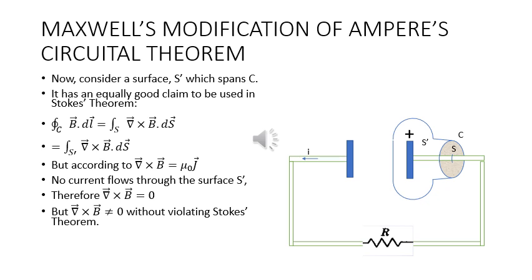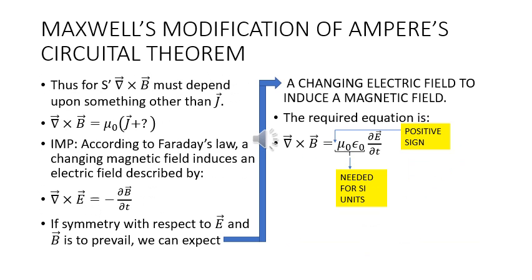Maxwell's modification of Ampere's circuital theorem. Now consider a surface S prime which spans C. It has an equally good claim to be used in Stokes' theorem. So integral B dot dl over C is equal to integral curl of B dot ds over the surface S, also equal to curl of B dot ds over the surface S prime. But according to curl of B equal to mu 0 j, no current can flow through the surface S prime, therefore curl of B should be equal to 0. But here curl of B cannot be 0 without violating Stokes' theorem. Thus, for S prime, curl of B must depend upon something other than j. So curl of B is equal to mu 0 j plus another term which has not yet been written down.